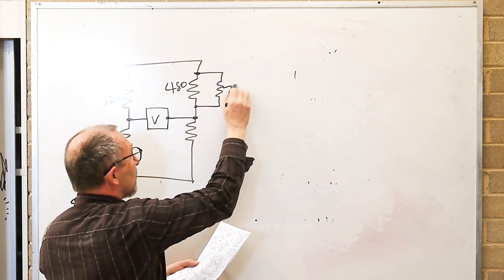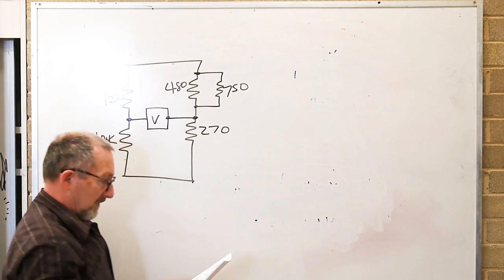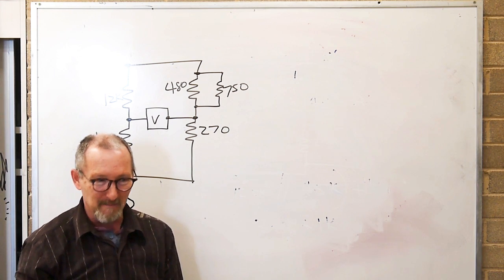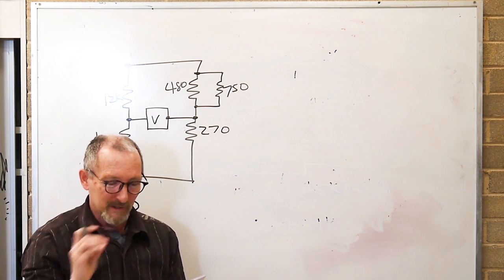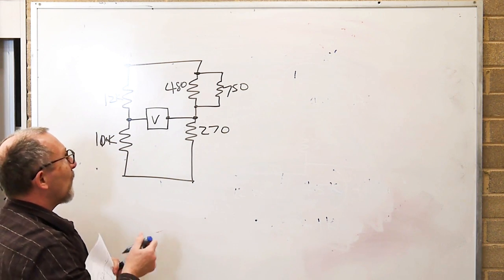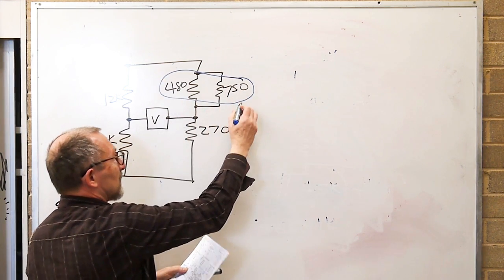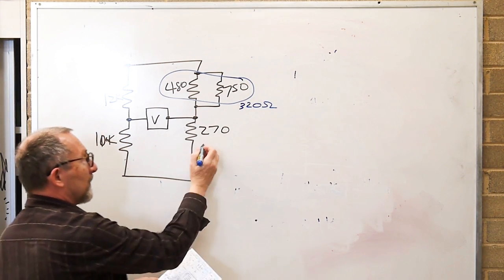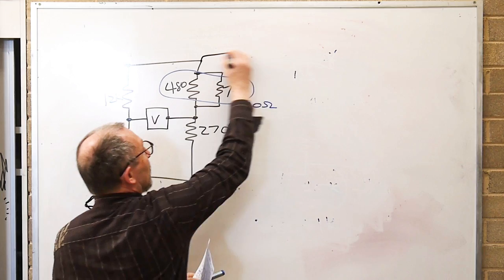480, 750 and 270 ohms. Now, I tried doing approximations on this and it was an abysmal failure because the answers are too close together for an approximation to work. Basically, I looked at these and I said 480 and 750. I ran just an approximation on that and I called it 320 ohms, and then I had 270. I suppose we'd better look at the voltage that we've got supplied to this. We've got 24 volts.